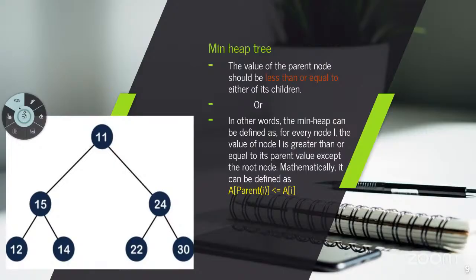Now, based on the previous example, you should tell me and conclude finally. Parent node belongs to which node? Tell me. I'll have to draw this diagram, then I'll give the conclusion for this. The value of the parent node should be less than or equal to either of its children.